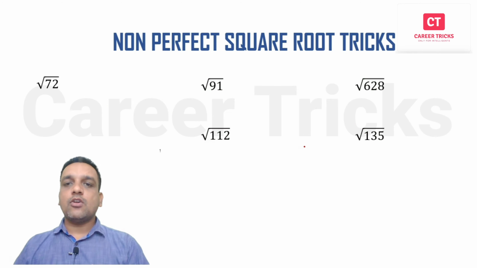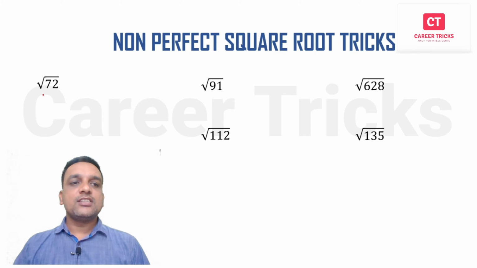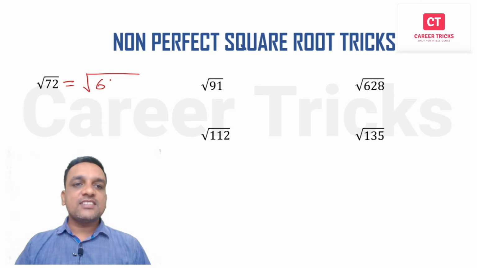Okay, next we will solve another problem, that is the square root of 72. I have to check which is the closest perfect square for this 72. That is 64, we can take. I will take it as 64 plus, how many digits do I have to add here? 6 plus 2, that is 8.